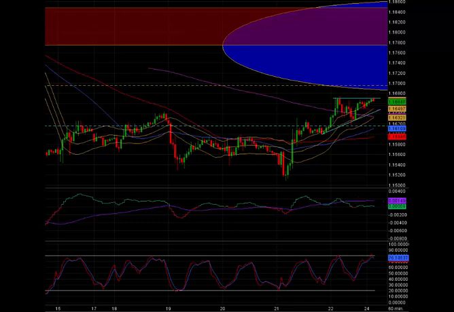All right, so that's going to do it for this week. Again, this is the Euro USD. Keep an eye on it. Watch for a little bit of a retracement and a possible further move to the upside.